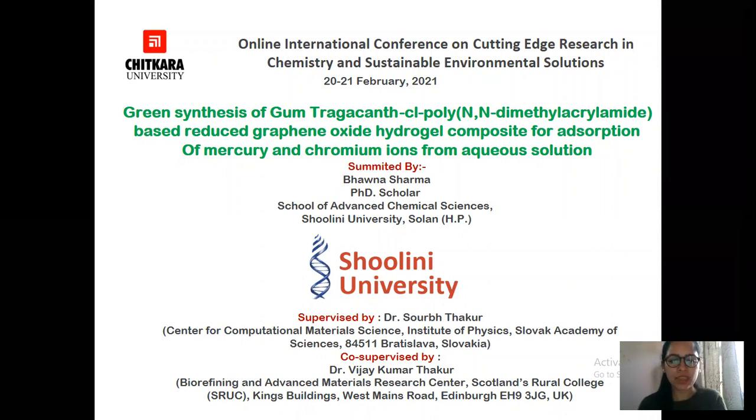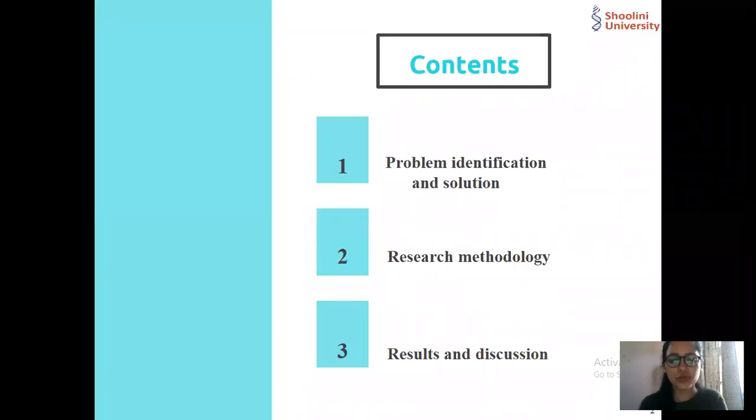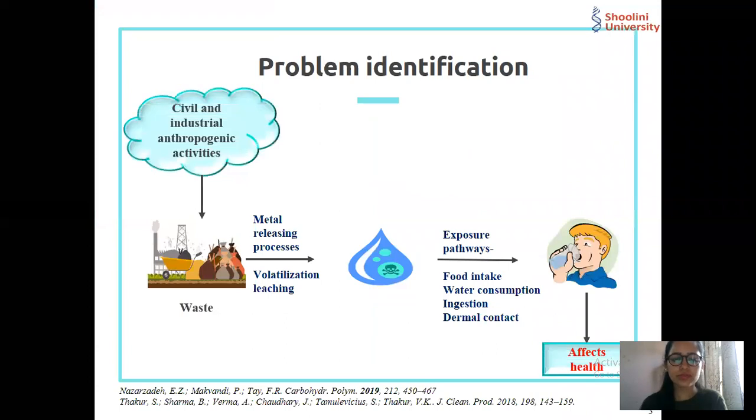I, Bhawna Sharmaa, am presenting my work on green synthesis of gum tragacanth cross-linked poly N,N-dimethylacrylamide based reduced graphene oxide hydrogel composite for adsorption of mercury and chromium ions from aqueous solution. Let us start with the contents, which include problem identification and solution, research methodology, and lastly, results and discussion.